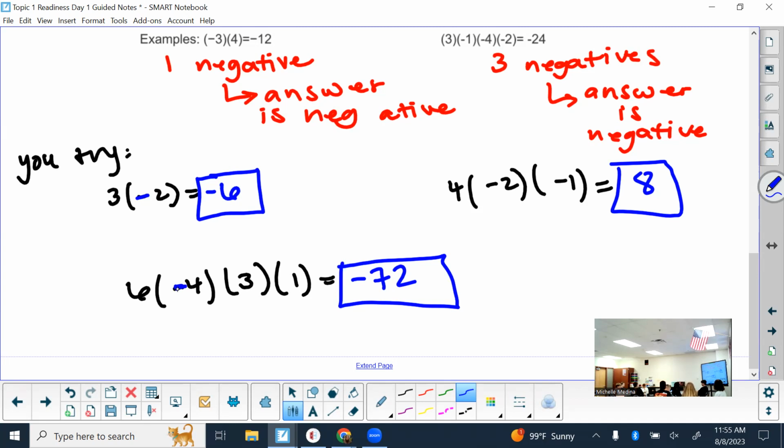And I didn't give a division problem example, but you would also count the negatives and see if it's even or odd, and that would determine your final answer. All right, good, any questions?